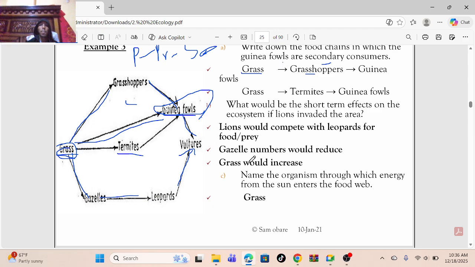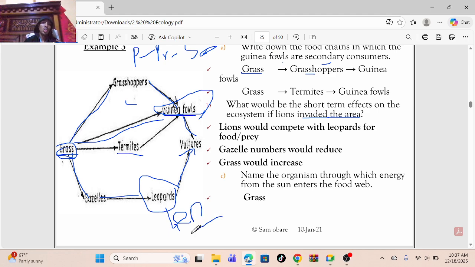So that's how. What will be the short-term effect in the ecosystem if lions invaded the area? Kwanza, this question also is tested. Kama lion inakuja hii area, what will be the short-term effect? Short-term effect. So unaangalia in two perspective. Number one, unaangalia lion kwanza iko wapi? Lion iko mahali ya leopard. Si kweli? Lion sasa pia itakuja hapa.